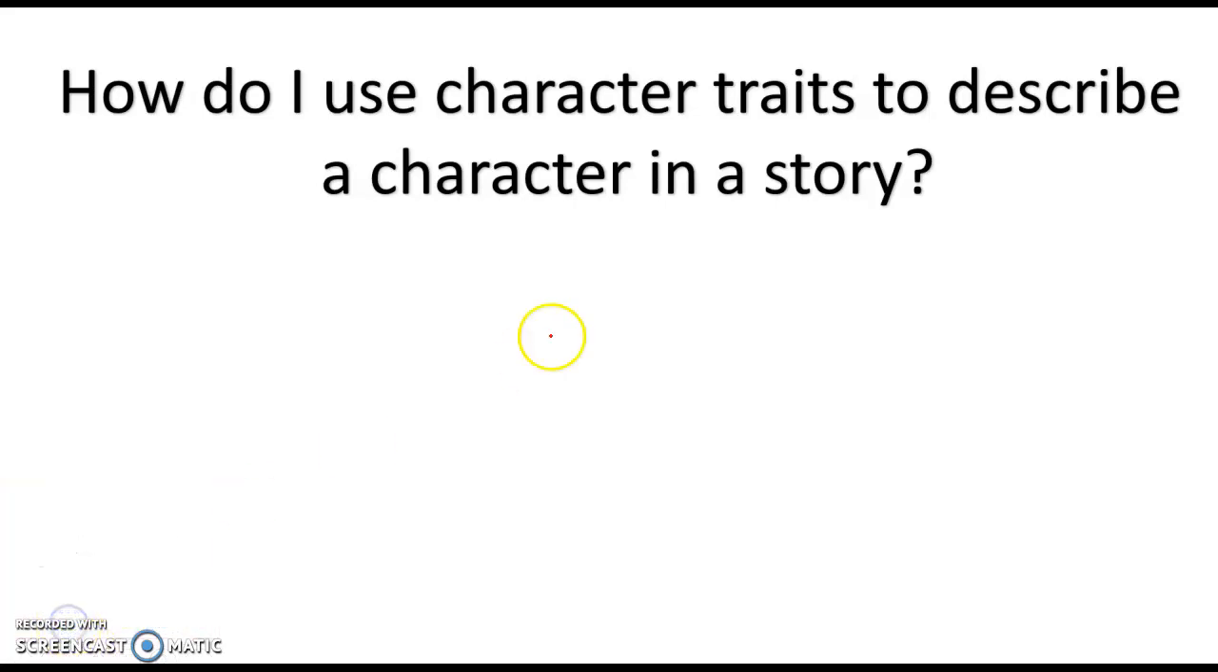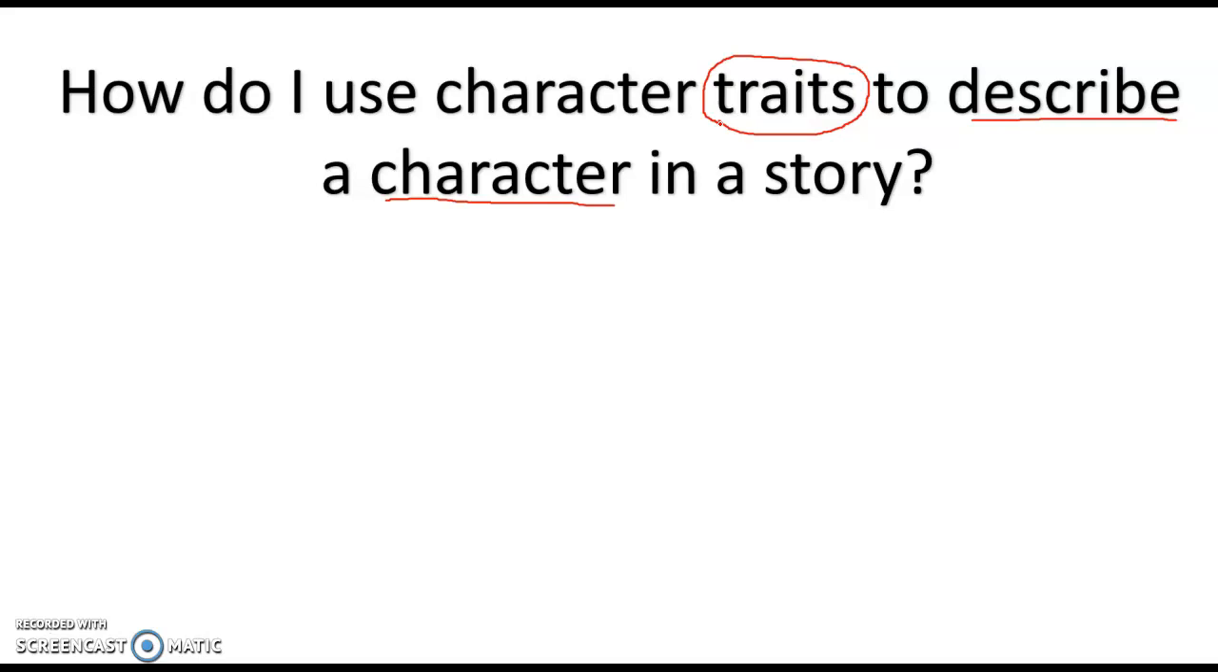So you're going to be describing characters through their traits. Now you might remember from first and second grade, when you talk about characters, you've talked about how they look, you've talked about their height, the color of their hair, things like that. We're going to be diving a little deeper than that this year.